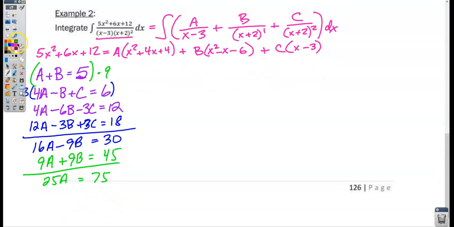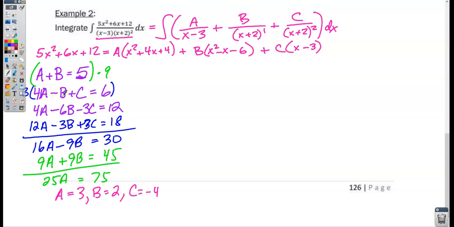So, A equals 3. Substituting back in here, we get B equals 2. And substituting back into any of the other equations, let's see, we've got 12 minus 12. We get C equals negative 4, it looks like. Let me just quick check that. That's 12 minus 12. Okay, that works in there. And 12 minus 2. Yep.